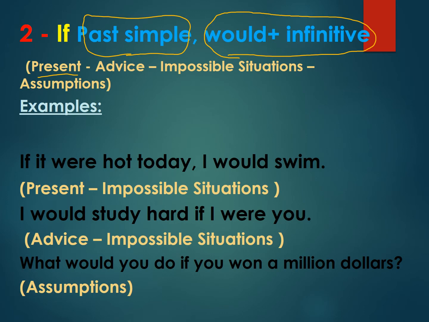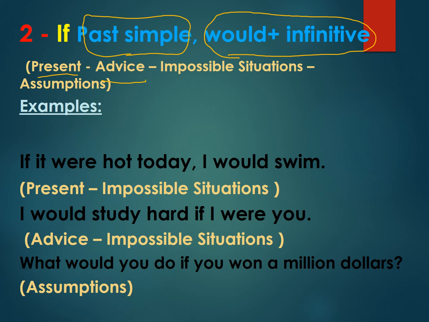Okay? So we use it when we speak about the present situation. I'm not speaking about the past, not the future, the present. For example, I live in Qatar. I would say, if I lived in Egypt, for example, I would meet my friends every day, my Egyptian friends every day. Okay? So let's see another use for the second conditional, which is advice. When you give advice to people or when you advise someone, you use the second conditional.